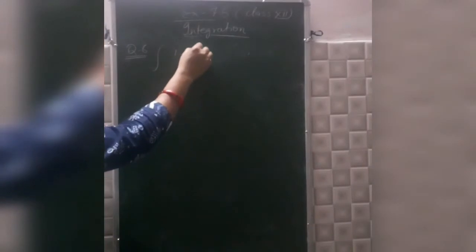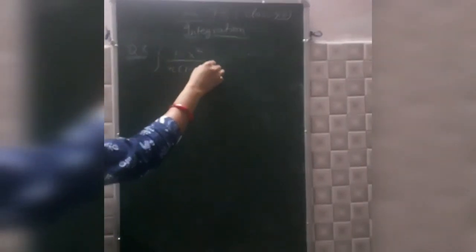I hope all of you have done exercise 7.5 up to question number 5. Now today we will start from question number 6. In the first 5 questions, the degree of p(x) was less than the degree of q(x), but now in question number 6, the given function is (1 minus x square) divided by x into (1 minus 2x).